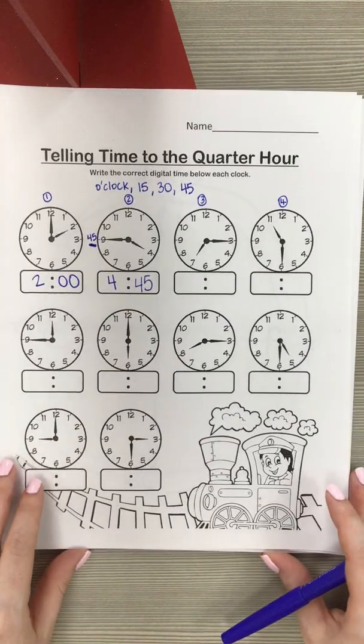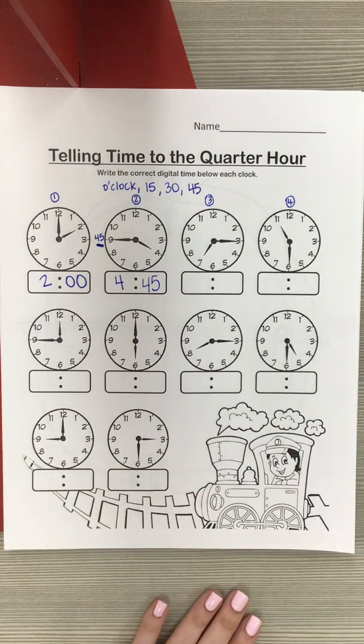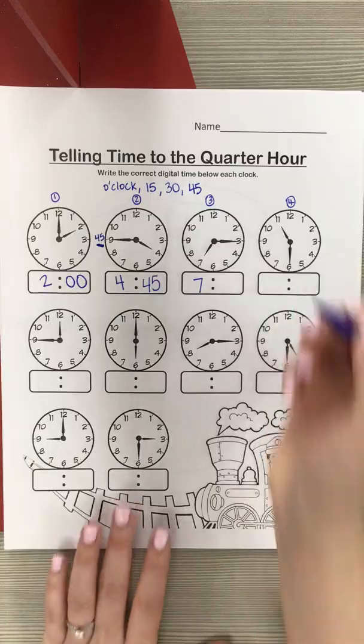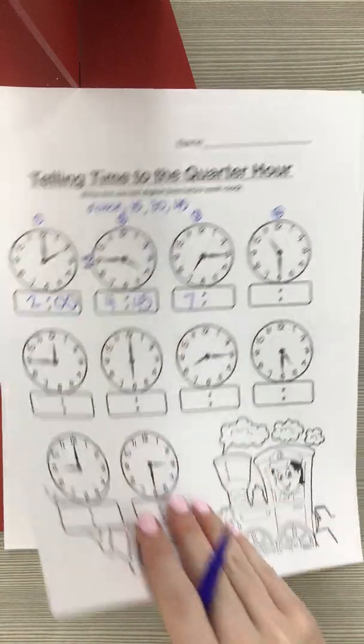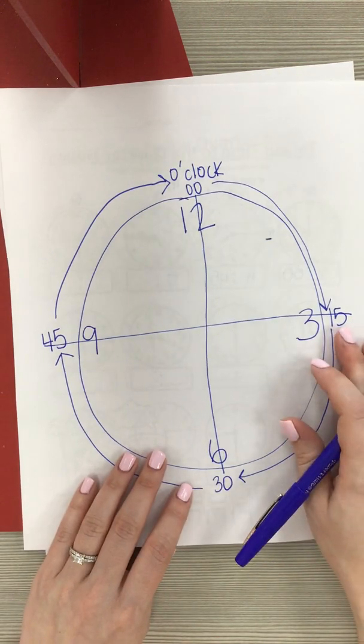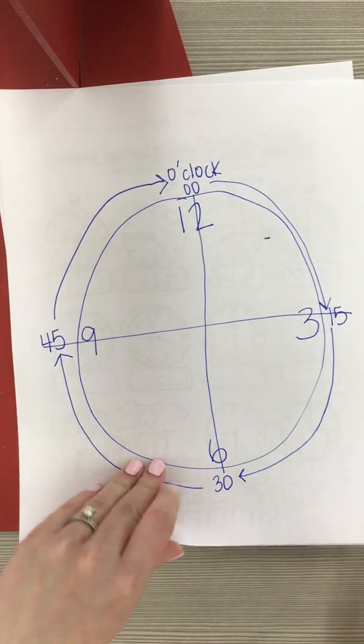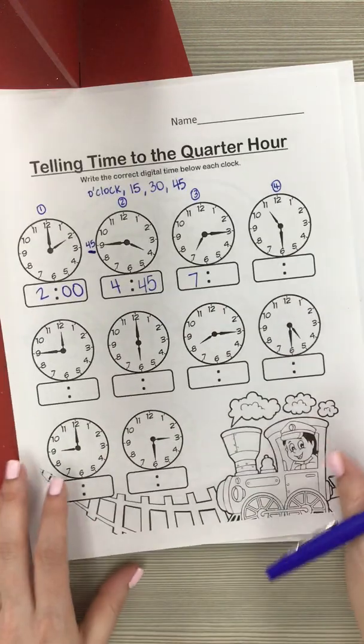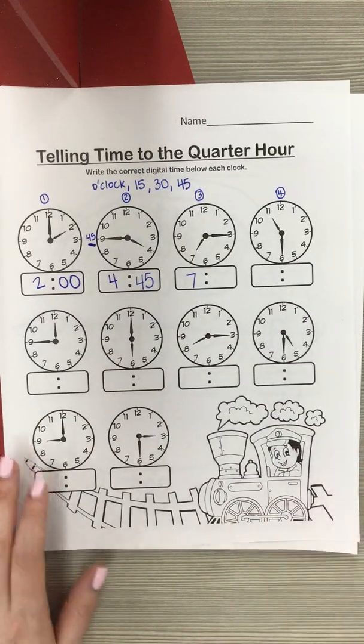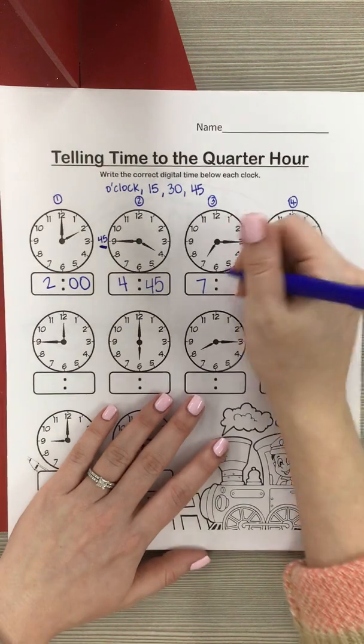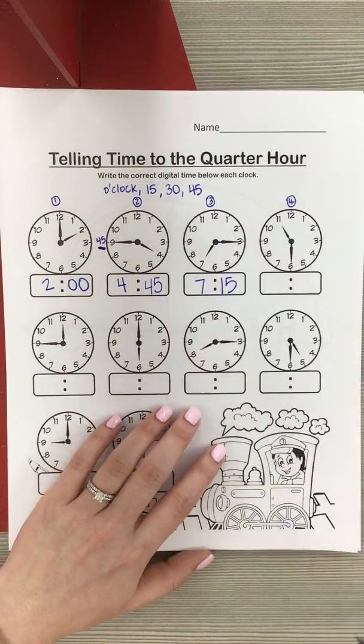Okay, here we go. Back to number 3. What hour are we in, everybody? 7. And then we're going to look at our 3 because the minute hand's on the 3. So what are we representing with the 3? You can even look at our classroom clock. Yes, ma'am. 15. Good job. So the time would be 7:15.